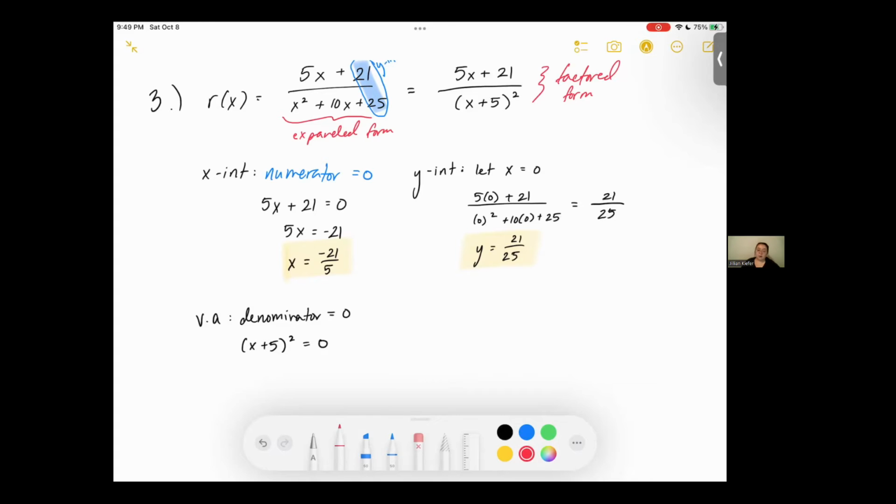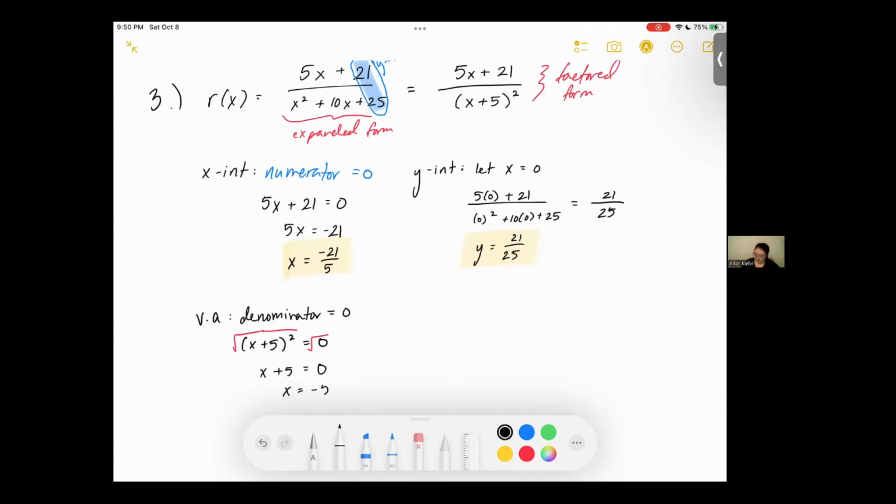We want to get rid of the squared part, so you can take the square root of both sides. When you do that, the square root of x plus 5 squared is just going to be x plus 5, and the square root of 0 is just 0. X plus 5 is equal to 0. Solve for x, subtract 5 from both sides. You get that x is equal to negative 5. So there is a vertical asymptote at x equals negative 5. All right, this is working out nice.